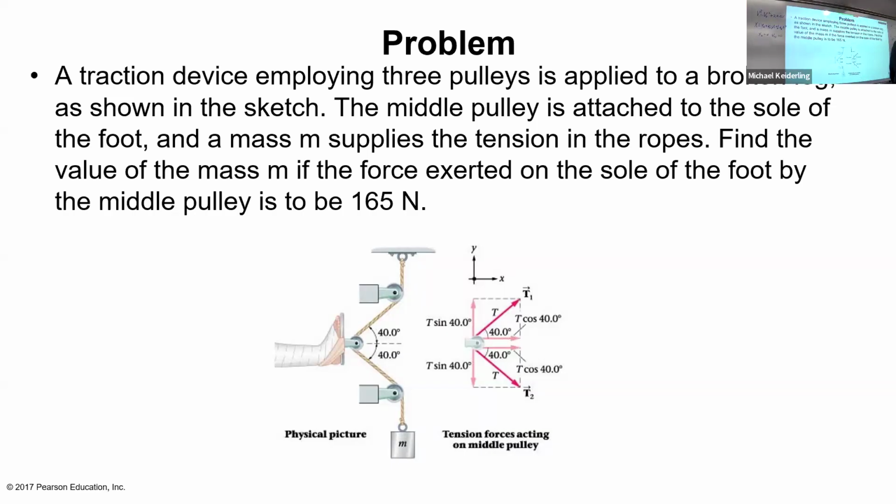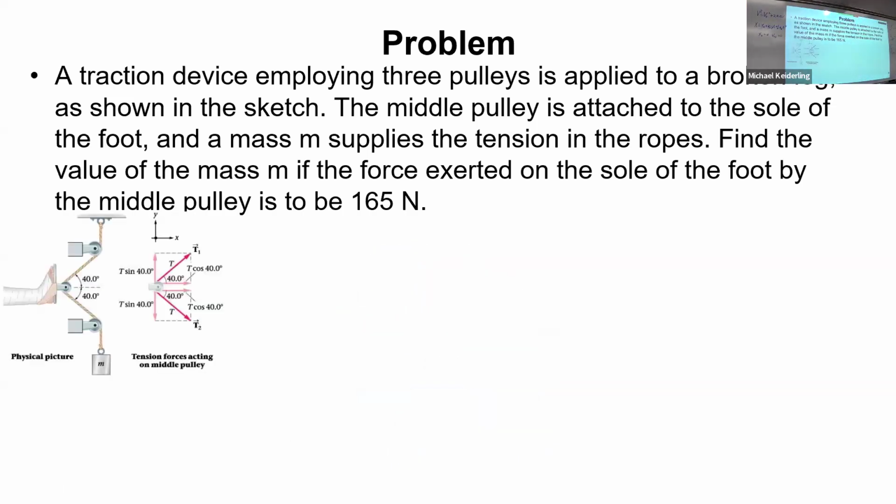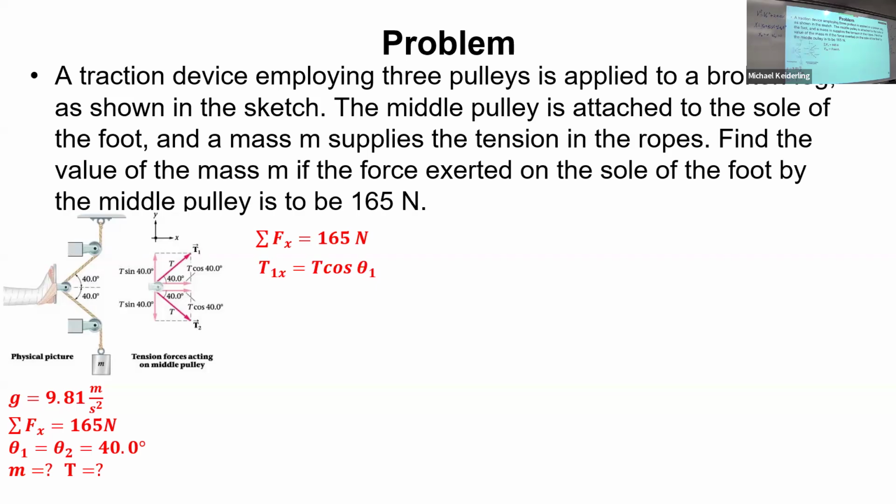So the way you can approach this, g is 9.81. The sum of all the forces in the x direction is going to be 165 newtons. The two angles are both 40 degrees. We don't know what the mass is. We don't know what the tension is. But we can find the tension by looking at the forces in the x direction. So the sum of all the forces in the x direction is 165 newtons.